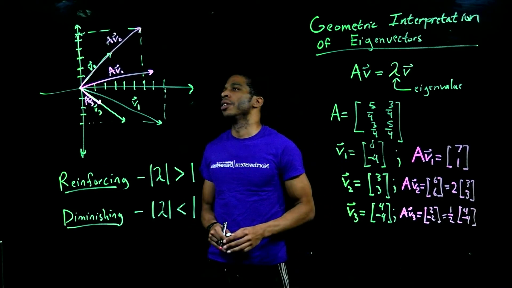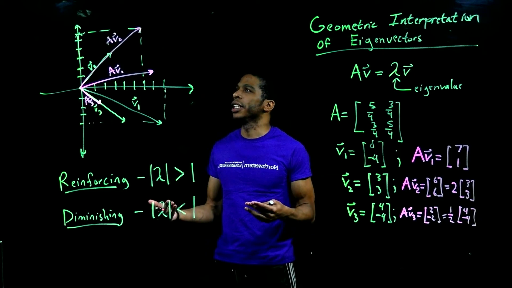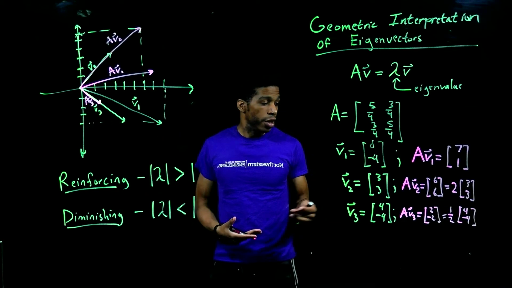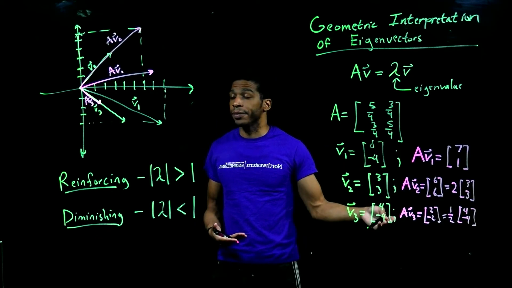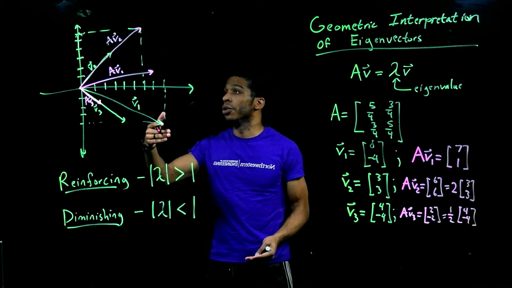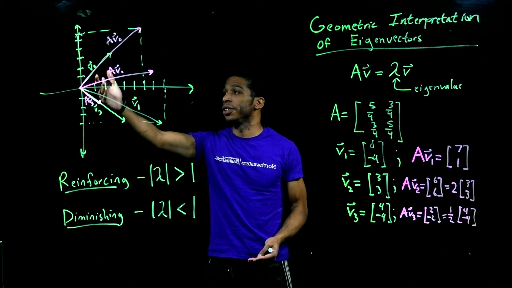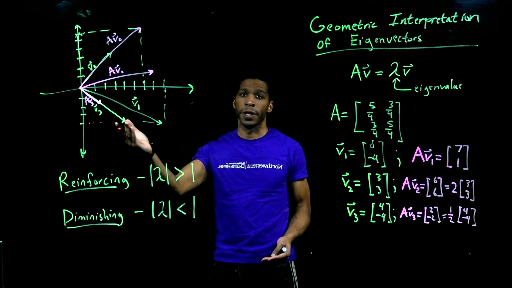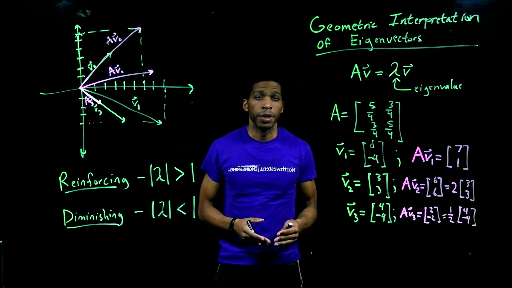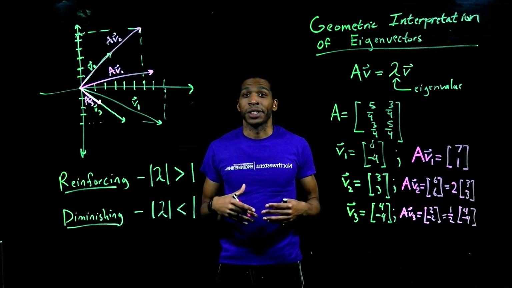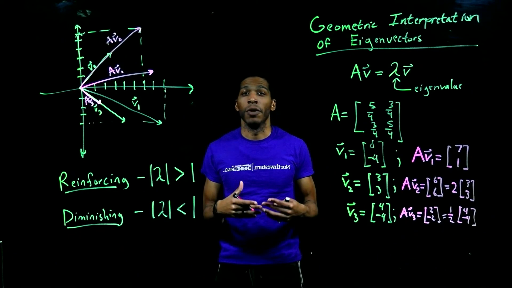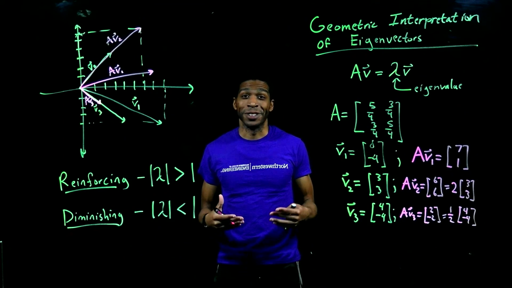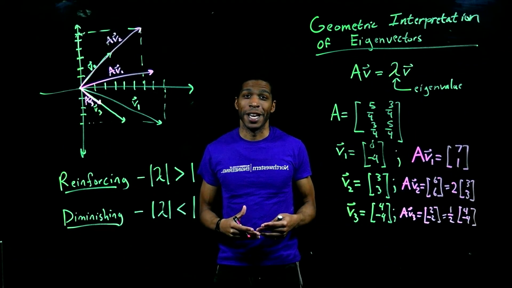So what you can see here is that vectors like to go in a direction that is reinforced. So V1 will go towards the reinforced direction, which is V2, and away from the diminished direction, which is V3. So that encapsulates the basics of the geometric interpretation of what it means to be an eigenvector. I hopefully will see you next time, and have a good week.